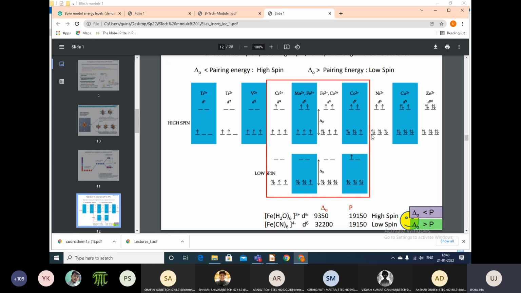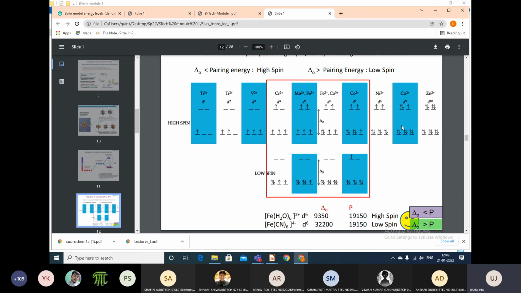Similarly in d8, you come to d8 again, 1, 2, 3, 4, 5, then the 6th one, 7th one, 8th one. It comes up here. And again there is no other option here because you don't have any other alternative. So a nickel in a d8 state would have all the t2g orbitals filled up, and dx squared minus y squared and dz squared would be singly occupied. So the option of high spin or low spin doesn't arise because these have already got filled up.